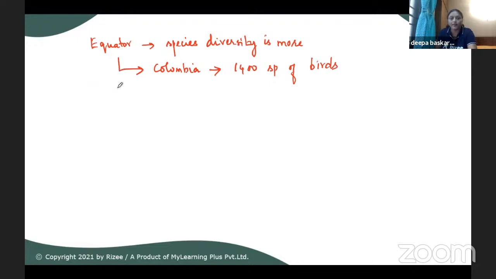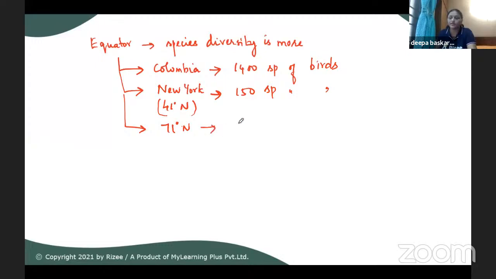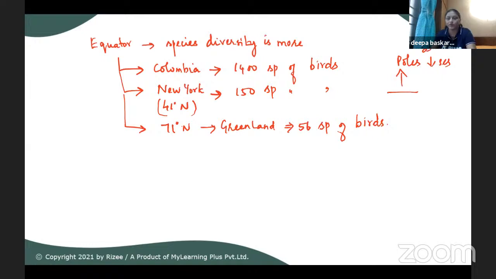If you take another place, New York, 41 degree north, there you can see only 150 species of birds. And further, if you move towards poles, like 71 degree north, Greenland, only 56 species of birds are available. Clear? From the equator, when you move towards poles, diversity decreases. This you have to remember. And if you take India, totally 1,200 species of birds are there.